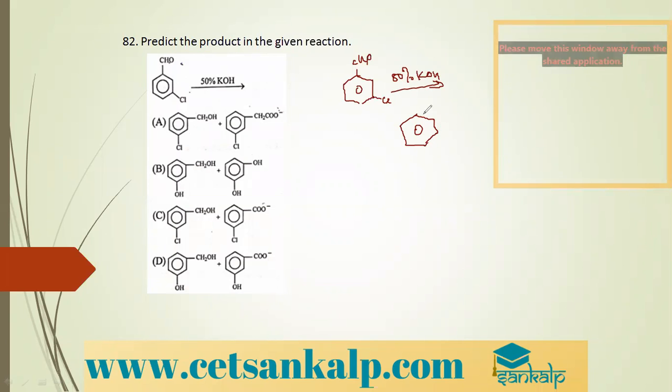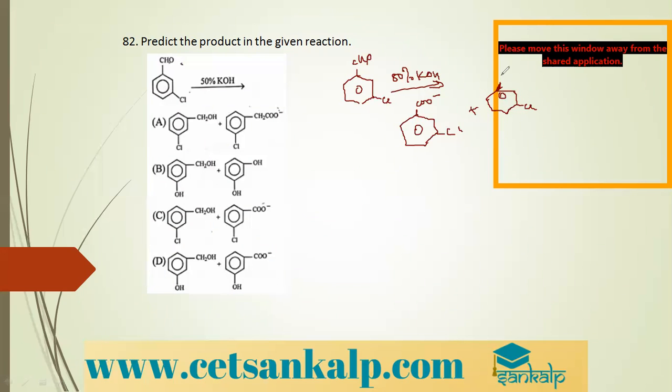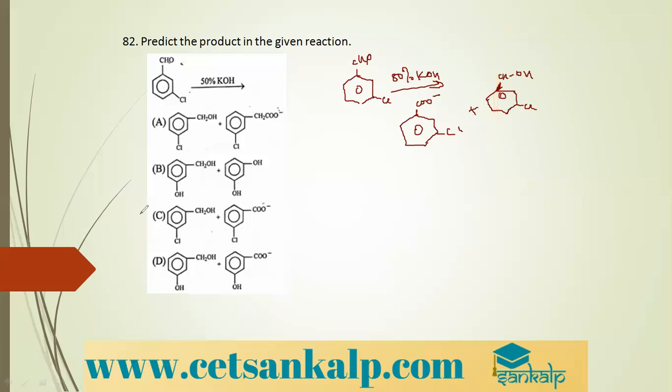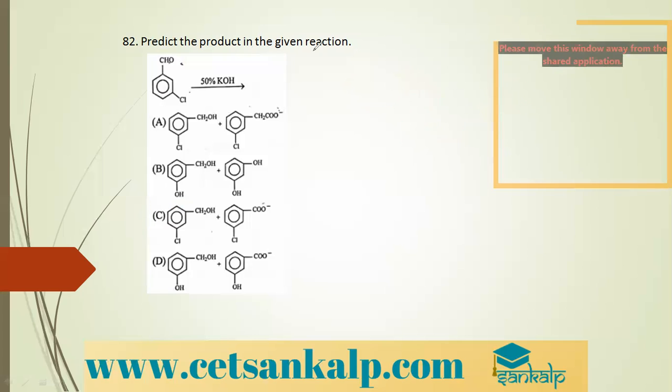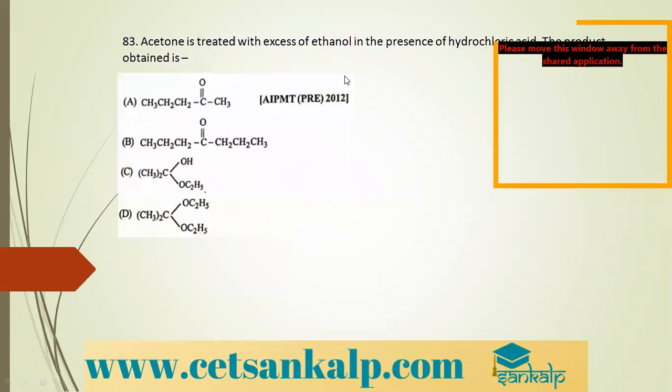So what do I get? I get COO minus, and Cl as it is, since the Cl group is not affected. Cl remains as it is. Here I get the benzyl alcohol, CH2OH, and I get the benzoate ion. So the correct option is option C. It is Cannizzaro's reaction, a disproportionation reaction where one molecule gets oxidized and another gets reduced.